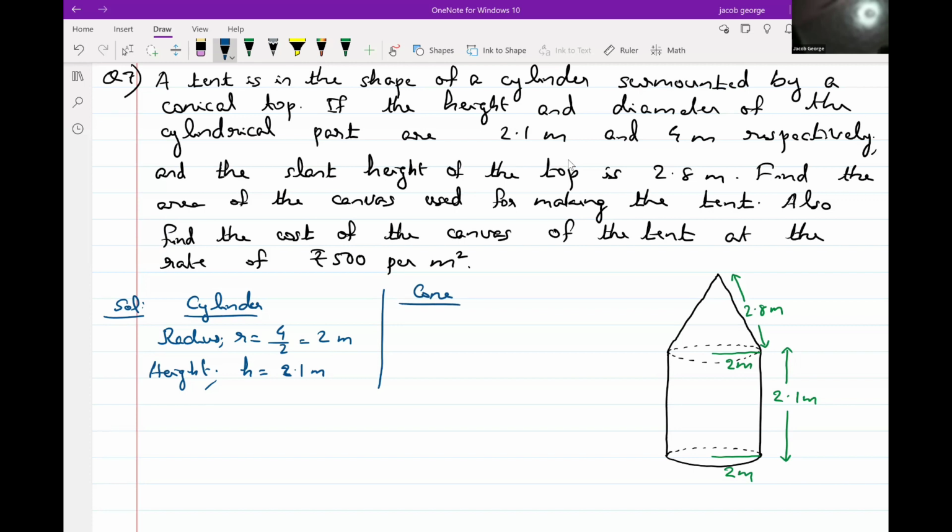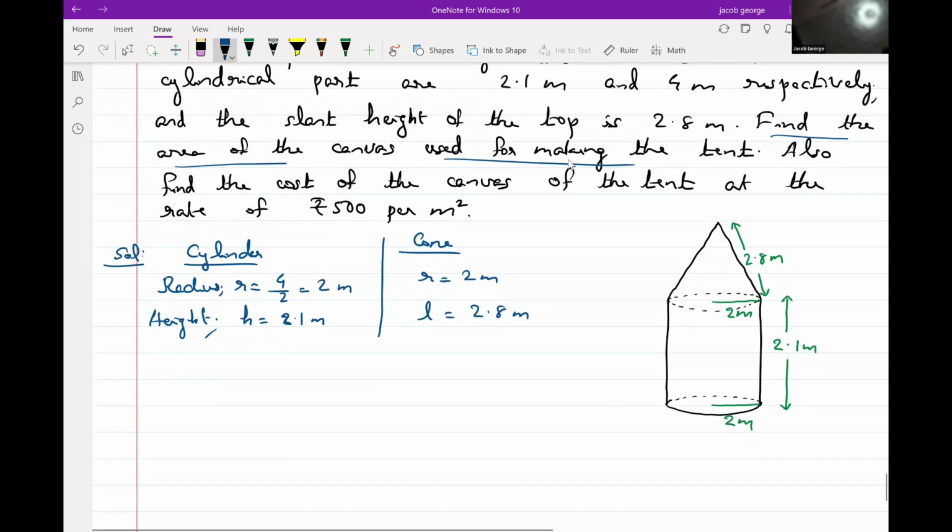Cone. Radius R is the same, 2 meters. L, the slant height of the cone, is 2.8 meters. Now the first part is to find the area of the canvas used for making the tent. So you'll write like this: area of the canvas used for making the tent.